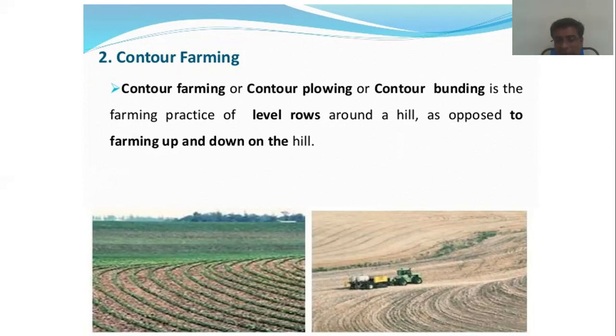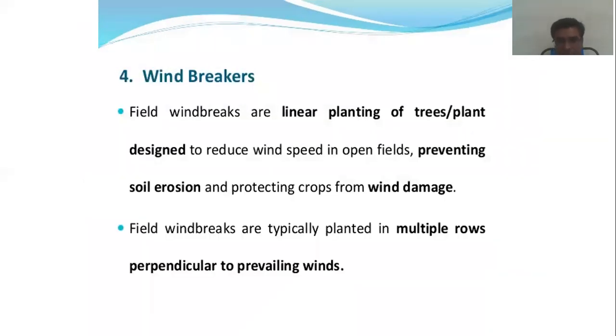Otherwise, due to rainfall, the top layer from the top end of the hill to the bottom end is completely removed. To protect that, we are farming in lines. So these lines, one is up and another one is down with different lines. That is contour farming. And next one is windbreakers.